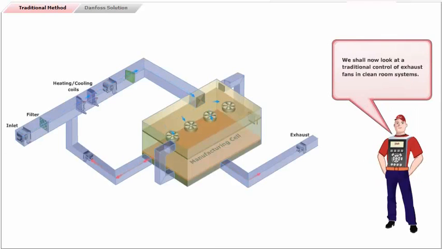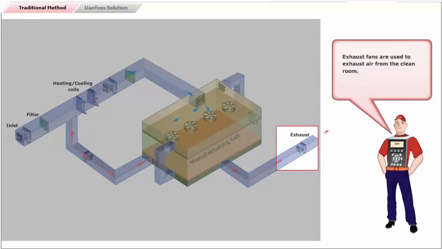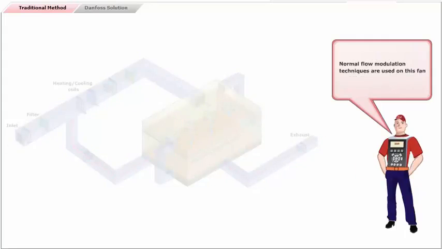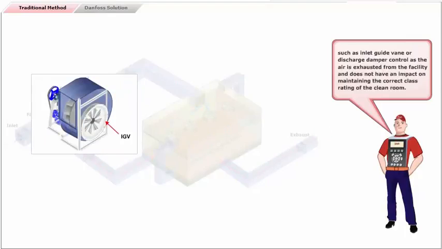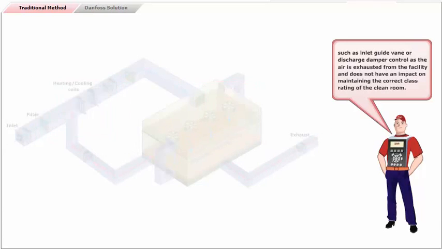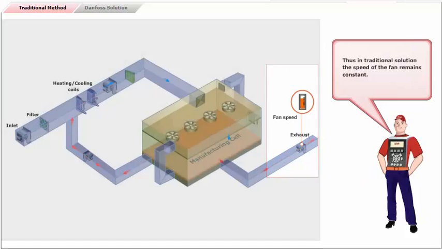We shall now look at a traditional control of exhaust fans in clean room systems. Exhaust fans are used to exhaust air from the clean room. This is done for specific air change requirements or a minimum fresh air requirement. Normal flow modulation techniques are used on this fan, such as inlet guide vane or discharge damper control, as the air is exhausted from the facility and does not have an impact on maintaining the correct class rating of the clean room. Thus, in the traditional solution, the speed of the fan remains constant.